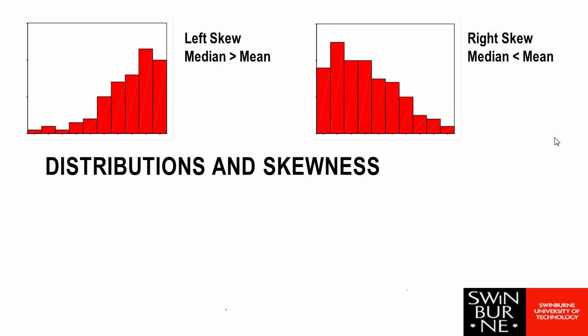Right skew or positively skewed data has a tail going out to the right. This is where most of the data is clustered together, but we have a few values that are much higher than the rest. With right skew data, the median is less than the mean, so the mean is being pulled up by those unusually large values in the right hand side of the graph.